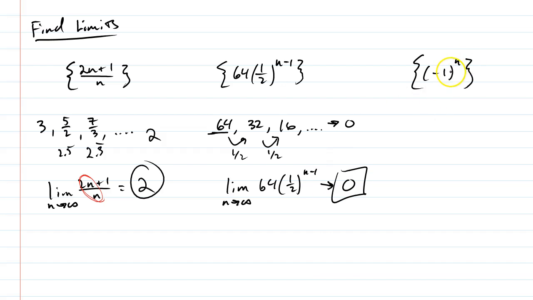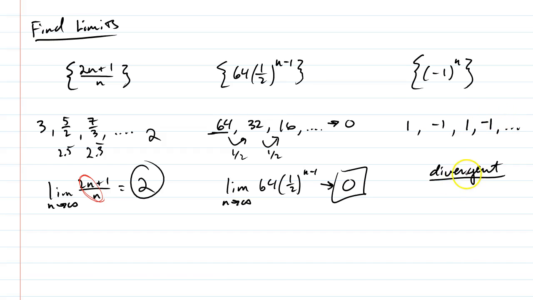Okay, last one here. If I plug 0 in, I get 1. If I plug 1 in, I get negative 1. If I plug 2 in, I get negative 1 squared, which is 1. And then I get negative 1 for the next one. So we see, no matter how high I go with my n's, we're going to just keep alternating here. And as far as my book is concerned, if it doesn't approach one single number, then it is divergent. This is divergent because, although it doesn't go off to infinity, it never lands on one number.